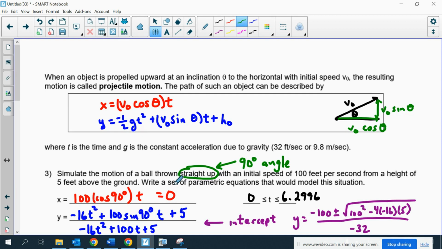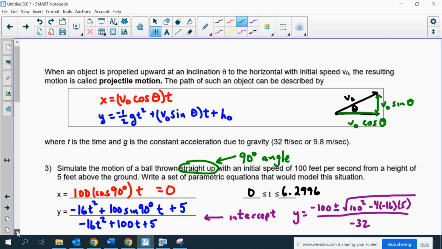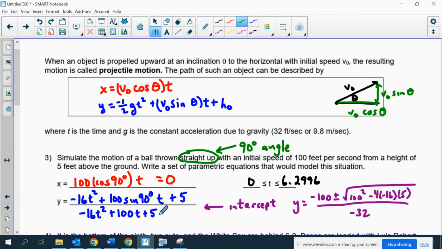But the x component is not changing in this problem. Then there's the initial speed of 100 feet per second from a height of 5 feet above the ground. So I just plug everything into the formula. I end up with negative 16t squared plus 100t plus 5. And if I want to find out where it hits the ground, I just use the quadratic formula on this thing because it's unlikely to factor.